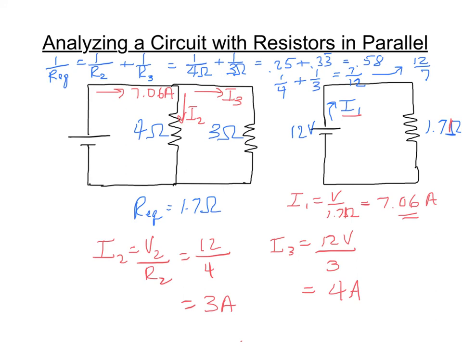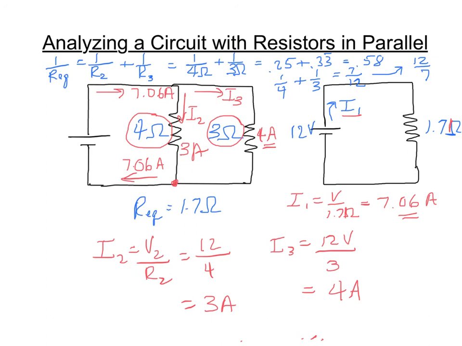And notice that I2 is a smaller current. This is 3 amps going through this branch right here, and this is 4 amps going through this branch right here. The one with the larger resistance, the 4 ohms, has less current going through that branch. This has a smaller resistor, so it has more current going through at 4 amps. They come together at this junction point, and you again have about 7 amps going through at this point here. Okay, so that's how you figure out how much current is in a circuit with resistors in parallel.